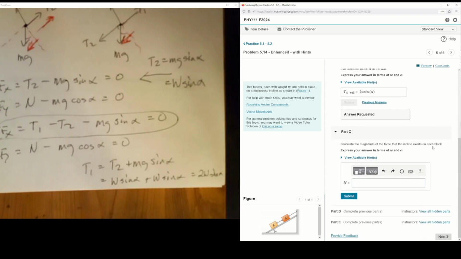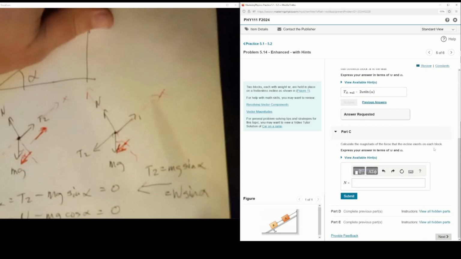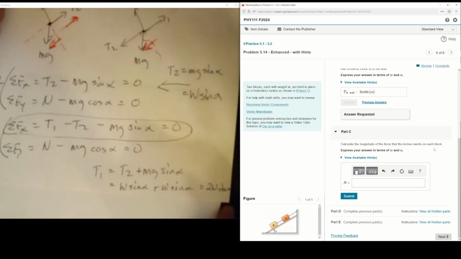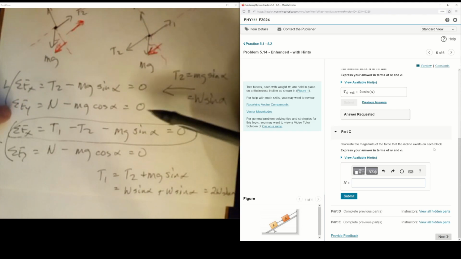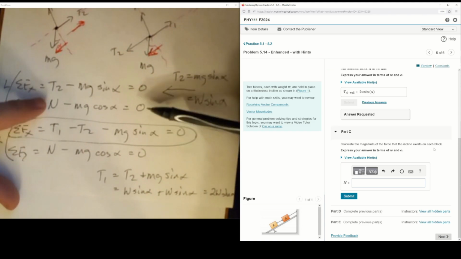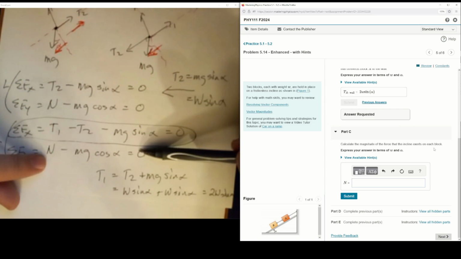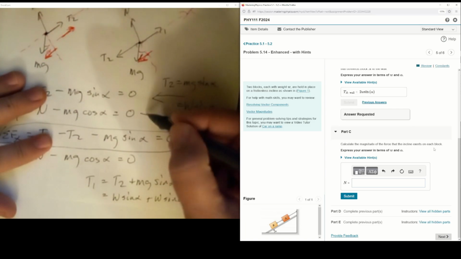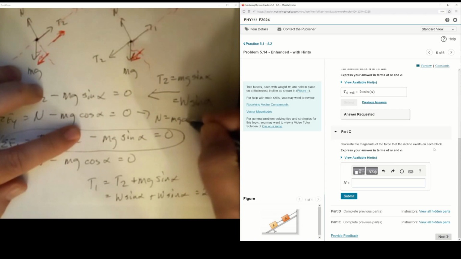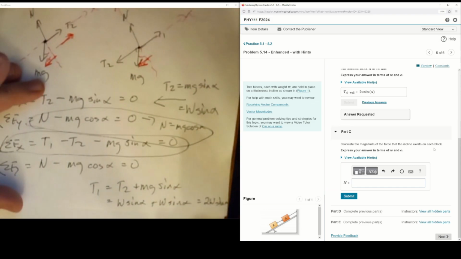Part C says, calculate the normal force, all right? Well, if I look at my work, the normal force is right here in the y direction. Notice both of these are the same. Both of these are the same for both blocks. And so that's our answer right here. The normal force is mg cosine. So there's the answer for the normal force, all in our work.